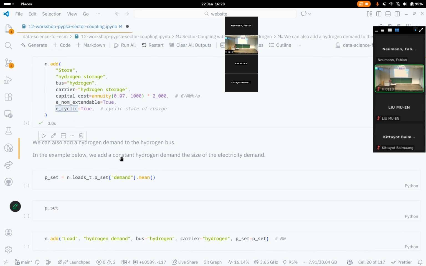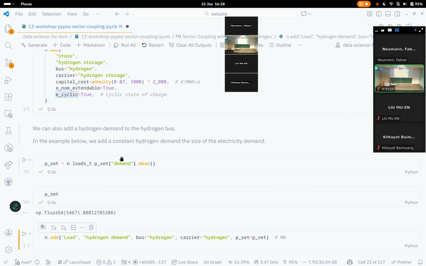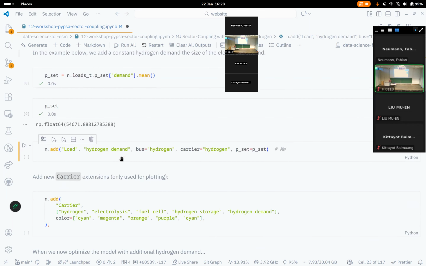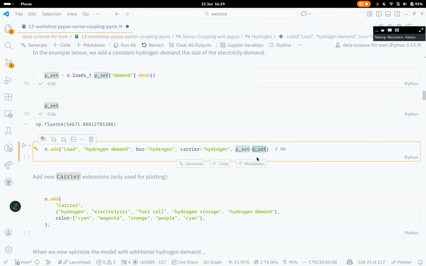And what we're going to do, we can also add another demand on the hydrogen bus. And the demands that we add are always in the unit of the bus we attach it to. And we could say, for example, we take a PSAT that is just our electricity demand that we have from the previous model. And if you take the average, it is about 55 gigawatts. And just as an example, say we add this as a load, call it hydrogen demand, to the bus hydrogen, to the carrier hydrogen, and set the load to that PSAT value. So that would just add a constant load to the hydrogen bus.